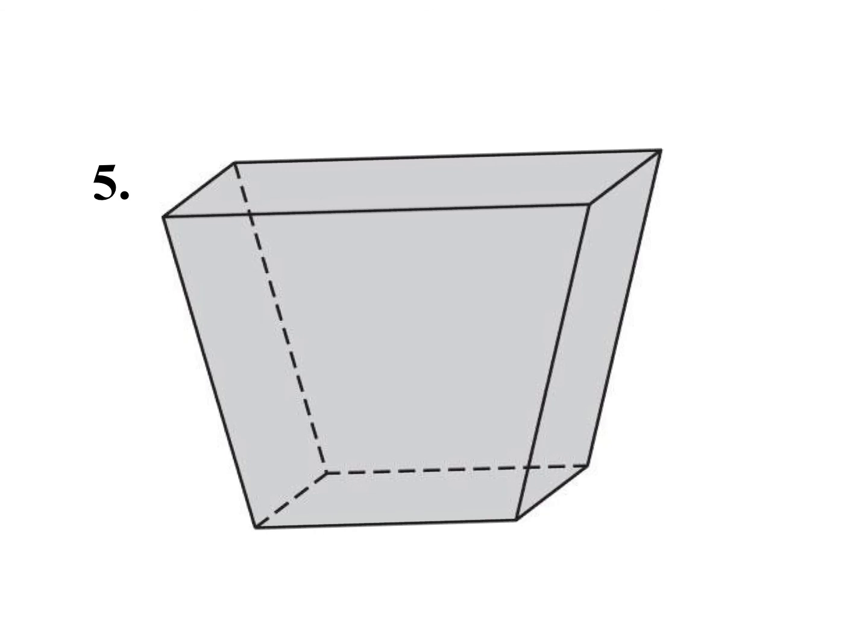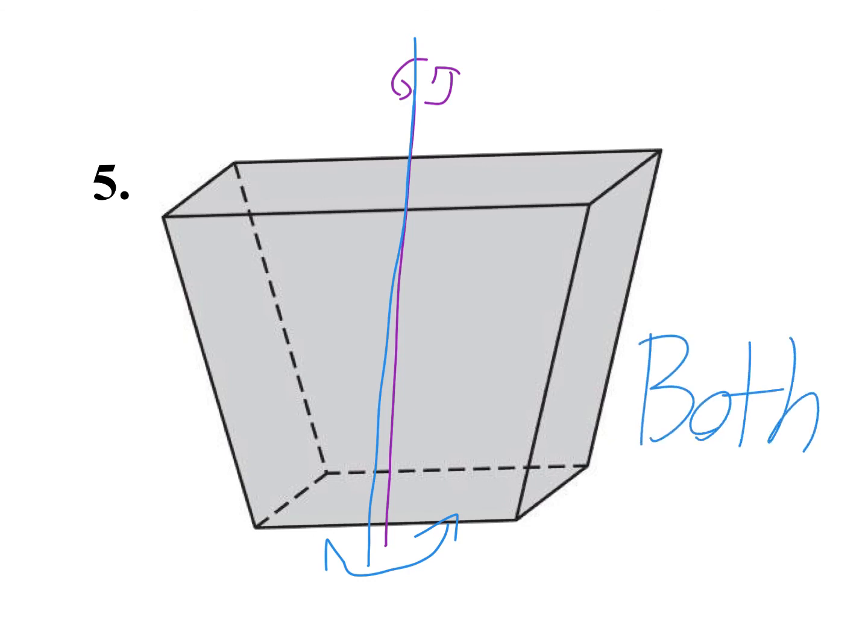Number 5, we have a trapezoidal figure. There does exist an axis that I can spin it around and get the same figure. If I spin it around 180 degrees, I'll get the same figure. And there's also a plane that I can cut through on that same token, such that my right side and my left side are reflections of each other. Since this has both plane symmetry and axis symmetry, I write both as my answer choice.